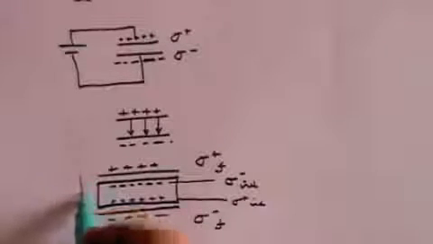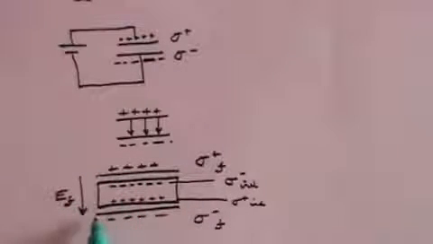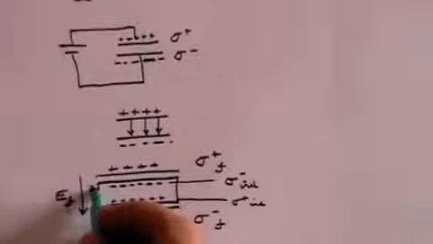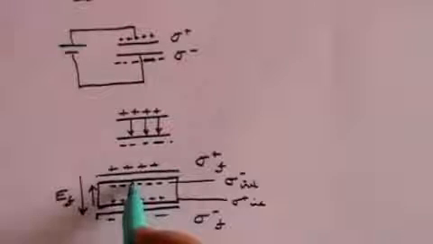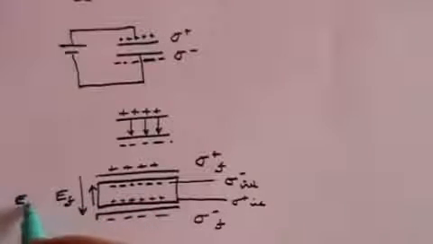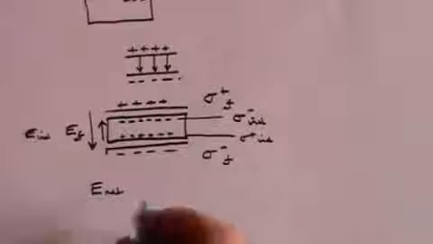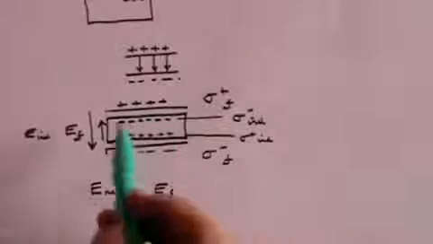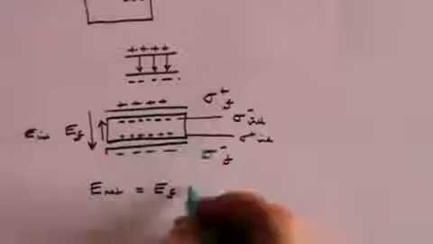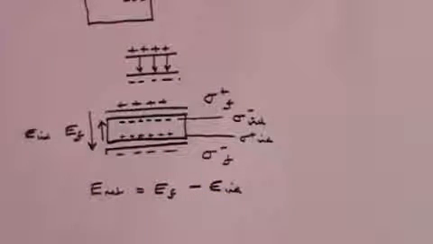That means that you've got an electric field, which we might call the free electric field, between the positive and the negative plates. But you've also now got an induced field between the positive and negative edges of the dielectric, and let's call that E induced. So the net field in the downwards direction is going to equal the free field between the two plates minus the induced field between the two edges of the dielectric.